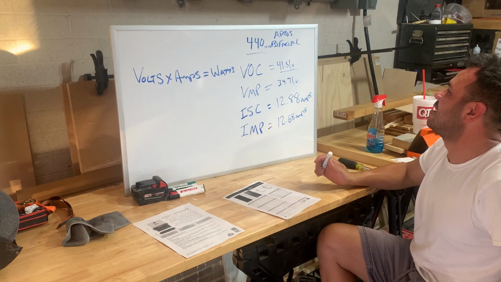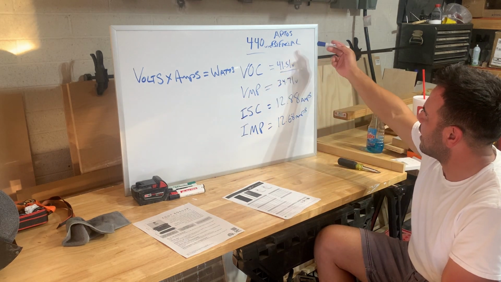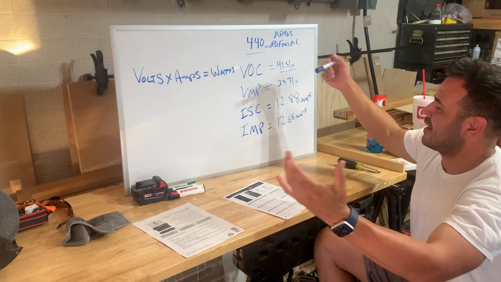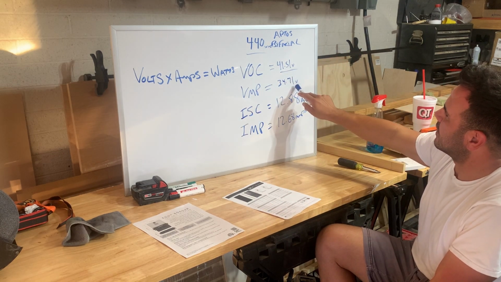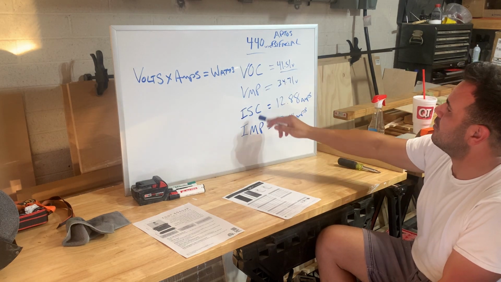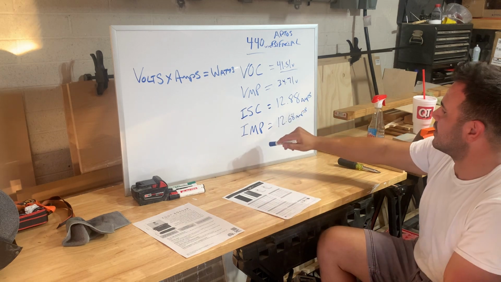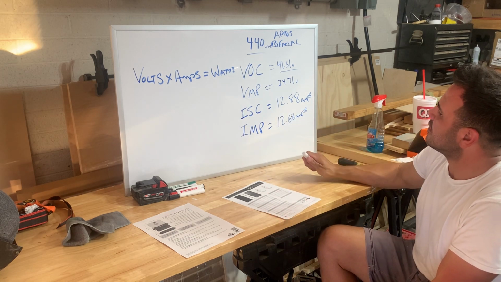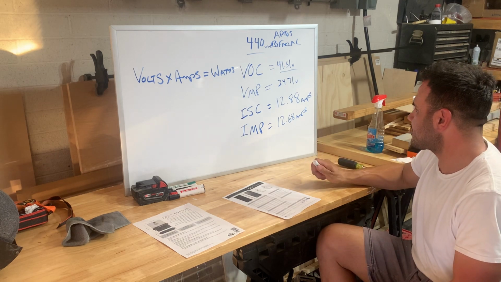So we've established that the VOC is the max amount of voltage that the solar panel can produce when it's just laying out in the sun, not hooked up to anything. The VMP is the maximum amount of voltage the solar panel is going to produce when it's actually hooked up to a load. And the same goes for the ISC and IMP. That just refers to the amperage when it's just laying out in the sun. And the IMP is the max amount of amperage when it's actually hooked up to a load.